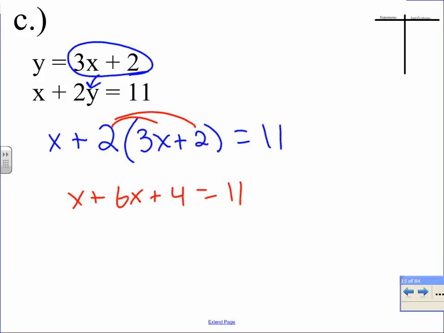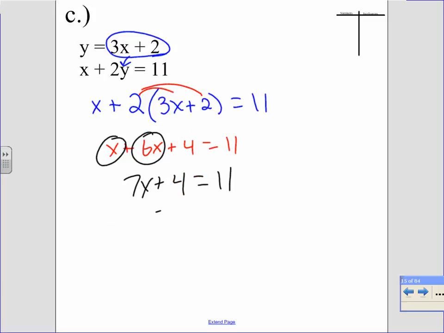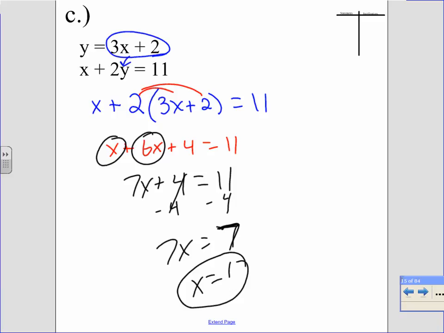Sam, what's the next step? Good. Combine like terms. So 7x plus 4 equals 11. Alan, what would be the next step? Good job. Subtract 4. So we have 7x equals 7. And then to solve for x, divide both sides by 7, we would get x is 1. So we know so far that our ordered pair is 1 comma something.